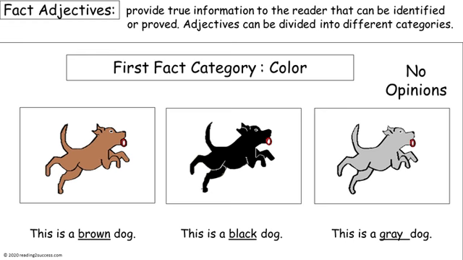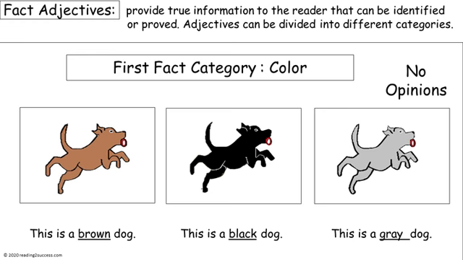Now explain to kids that fact adjectives provide true information to the reader that can be identified or proved. Adjectives can be divided into different categories. Our first fact category is color. The first picture shows a dog and the sentence says, "This is a brown dog." That is a fact adjective because we can identify that the dog is brown. That is not an opinion.